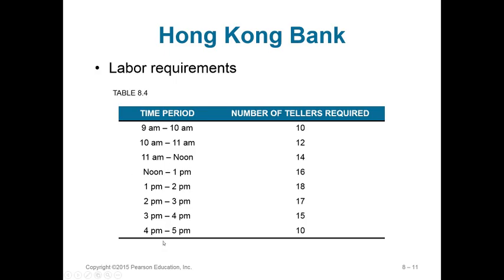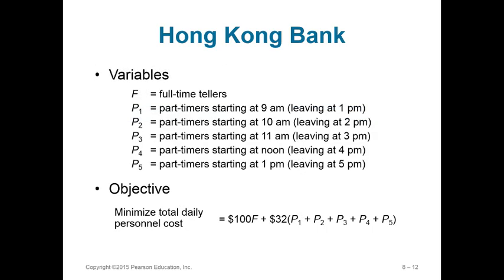So these constraints out here tell you the number of people on duty during time periods, and those are constraints just like anything else. So you don't need to have full-time tellers starting at 9, 10, 11, 12, 1, because only part-timers can start at 9, 10, 11, 12, or 1 o'clock. Full-timers work the entire day, less the lunch hour.